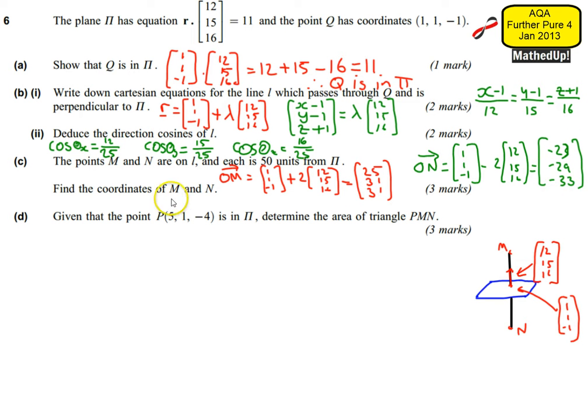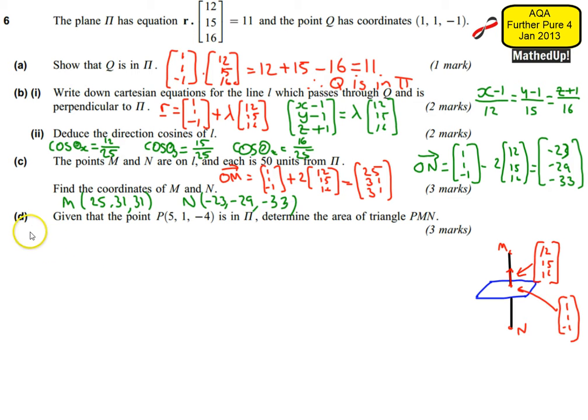Okay, so my coordinates of M and N. For M, we're going to have 25, 31, 31. And for N, we're going to have negative 23, negative 29, negative 33.